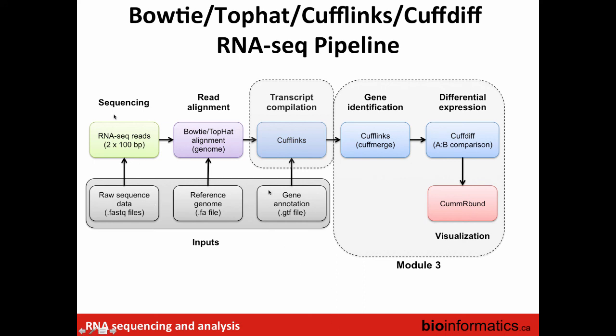So what we've done so far: we've obtained our raw sequence data, and we've produced alignments for that data against the reference genome that we also obtained. We obtained annotations, and we are going to use those annotations together with our alignments to compile transcripts and estimate expression for those transcripts and genes. We'll then merge together those transcript representations from the different samples to create a consistent view of the transcriptome, which will allow us to do this Cuffdiff comparison between our two conditions, and then ultimately visualizations based on those.